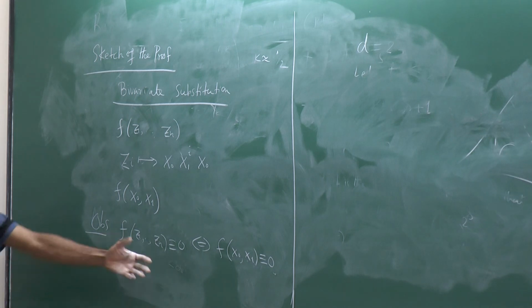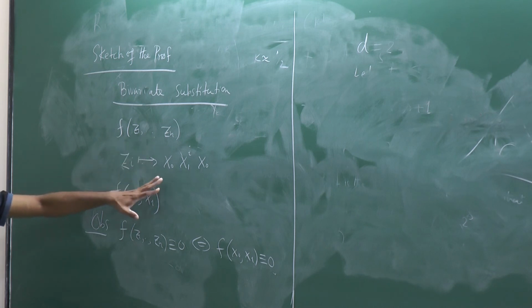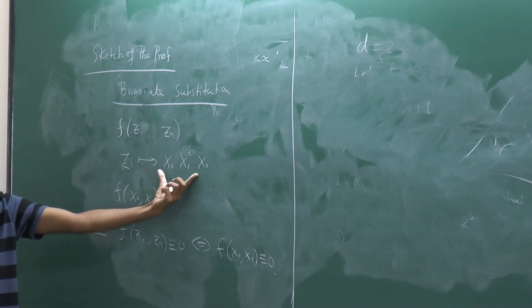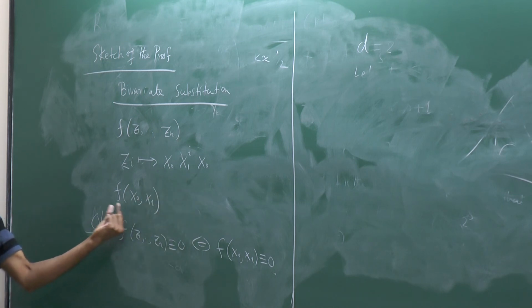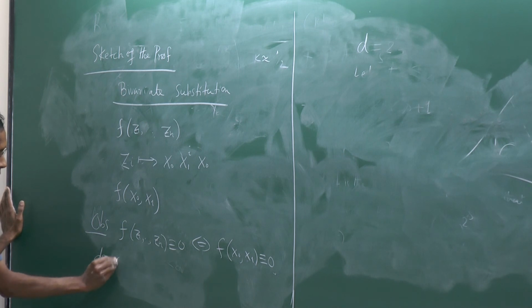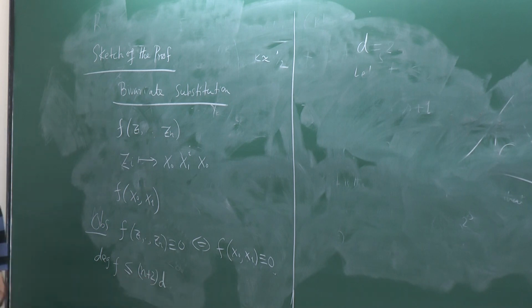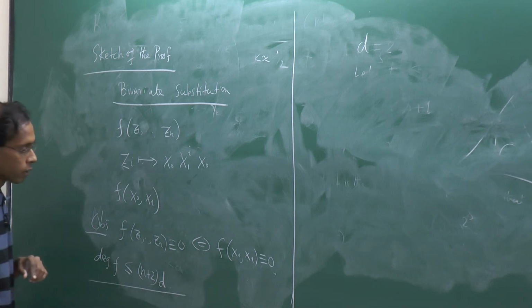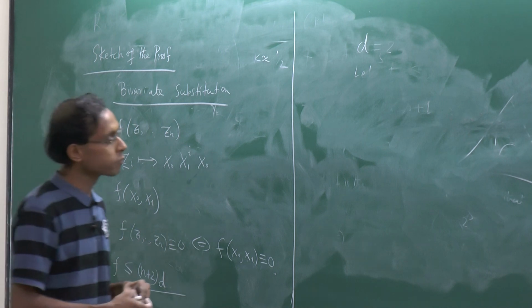Now look at what is the degree of the new polynomial. If the degree of the old polynomial is d, every variable you have replaced by something like at most an n plus 2 length string. So the degree of the new polynomial will be at most n plus 2 times d. That's the reason that parameter n plus 2 times d enters into the theorem statement. Okay, good. But this step is not necessary. You can do it without this bivariate substitution also. It just looks nicer.